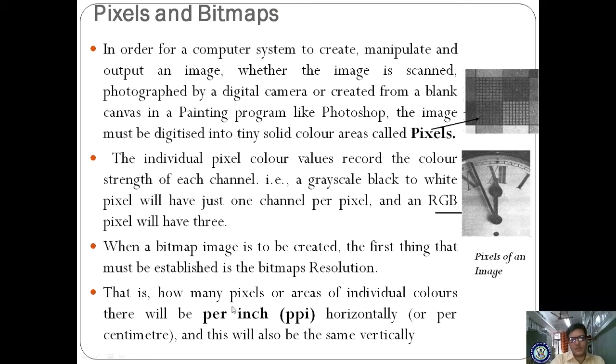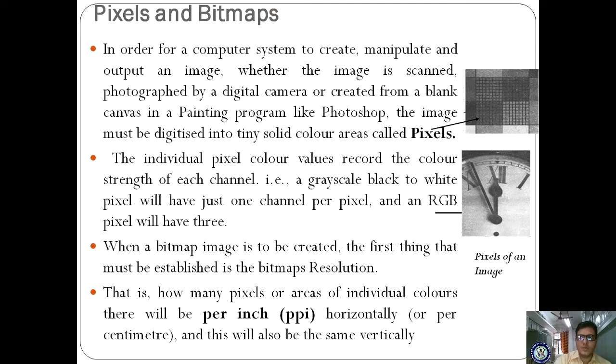PPI stands for pixels per inch horizontally, or per centimeter, and the same applies vertically. These are the units you use for pixels or areas of individual colors. So per inch, how many pixels have been fitted? If a larger number of pixels is fitted within an inch, then you get a good resolution.